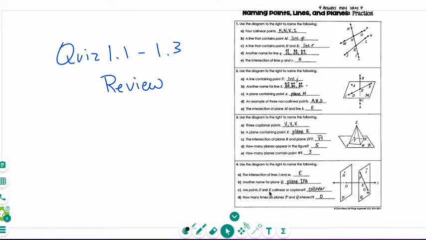Are points D and E collinear or coplanar? So point D is in plane P. Point E is in plane Q. So they are not coplanar. Point D and point E are both on line L, so they are collinear. How many times do planes P and Q intersect? Well, plane P and plane Q do not touch each other. They are running parallel, so they intersect 0 times.